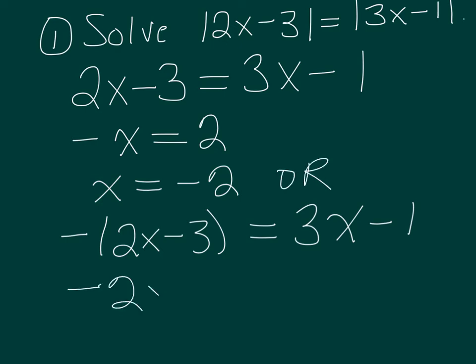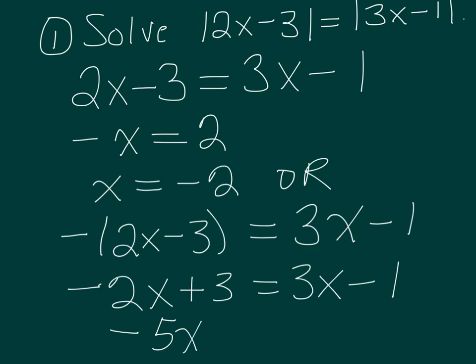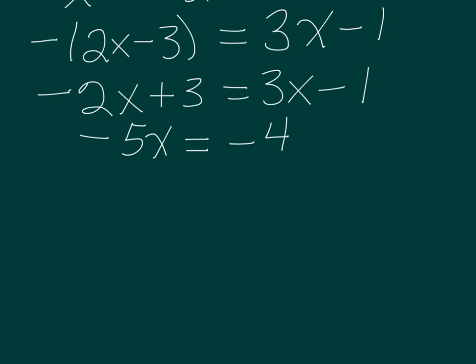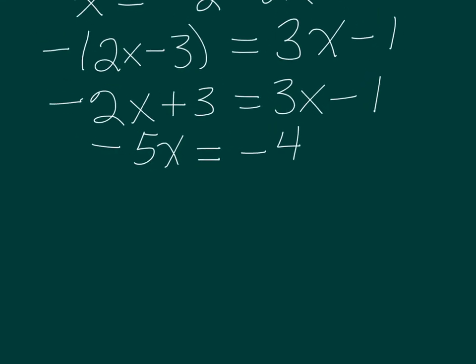So I have minus 2x plus 3 is equal to 3x minus 1. Then subtracting 3x from both sides, I get minus 5x, and subtracting 3 from both sides, I get equals minus 4. And finally, I get that x is 4/5.